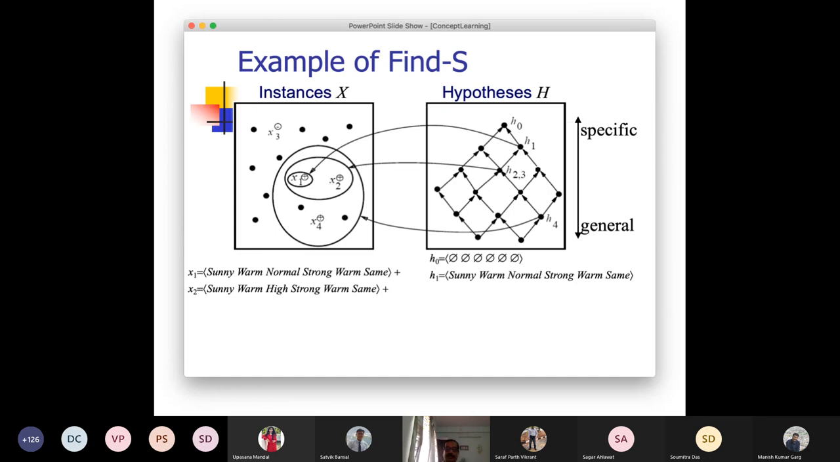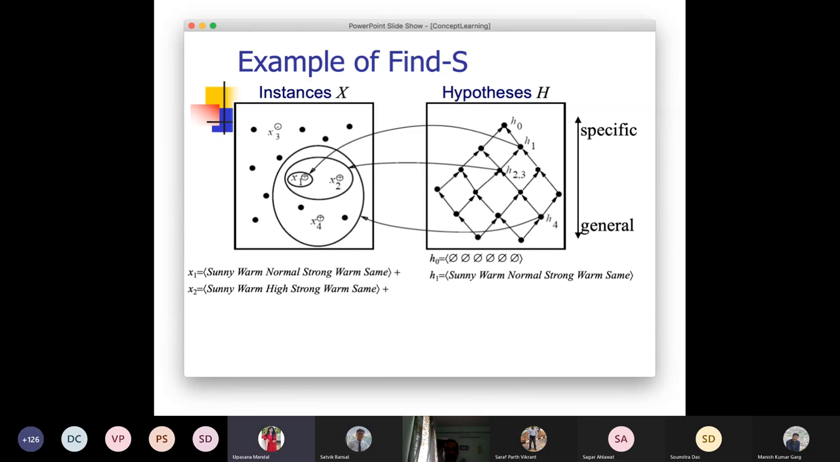That means it's also a positive example. Now you have to consider for which attribute position H1 is not satisfying. Can you identify? It is the normal and high. Yeah, the third position, right? In the third position. So what should we do?